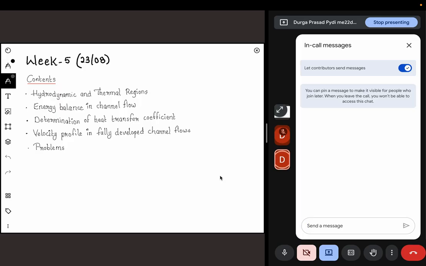In this week, we will solve the hydrodynamic problem, where the velocity profile is solved. And in the next week, we will solve the energy equation and come up with an equation for the temperature as well.